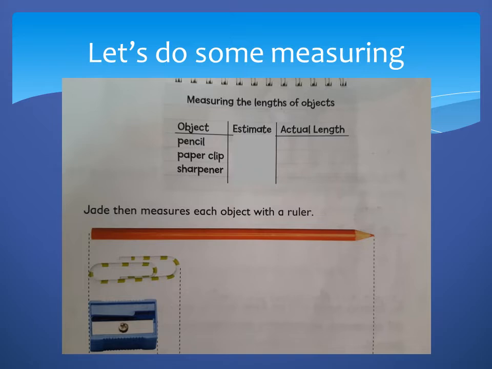Okay, make sure you don't cheat. Write your estimated measurements, because you show it to me. Take a picture of it and show it to me on Class Dojo. Just write only the pencil, paper clip, and sharpener. Estimate. Write the estimated measurements in front of it, and then let's check out the actual length.